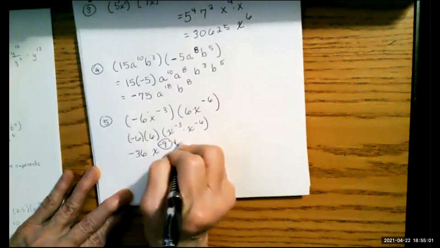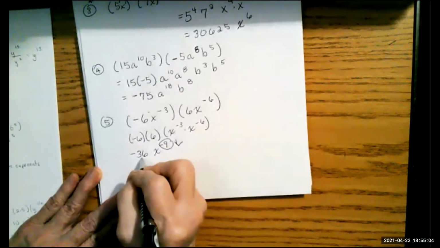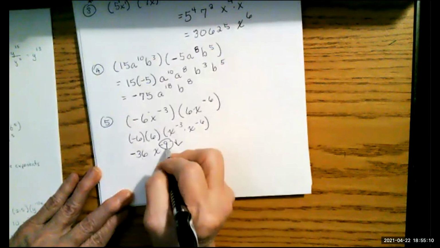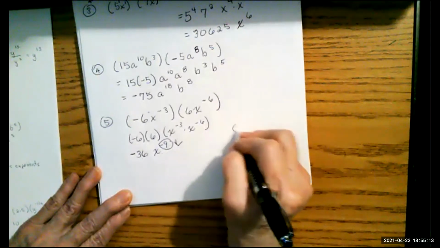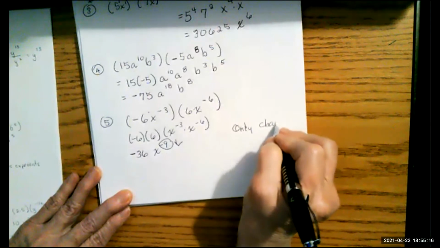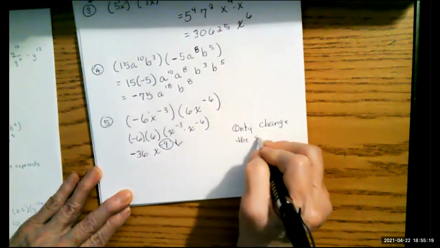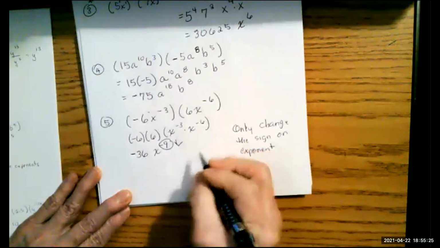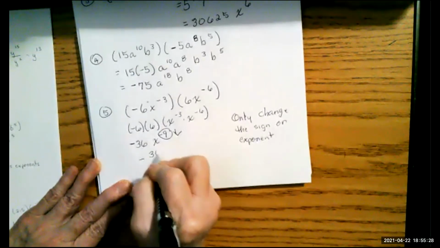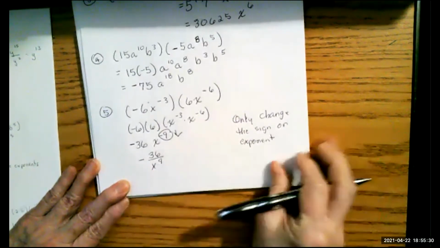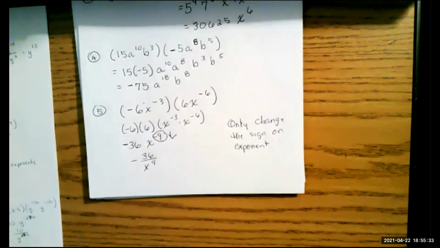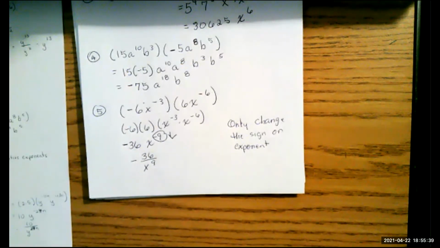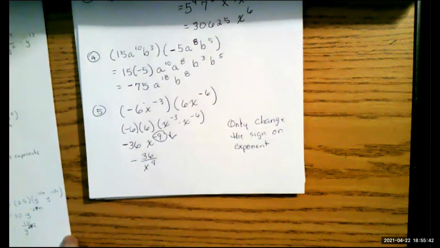Now, I do have to move this down before I can write. This one doesn't go down. It's negative, but you can't change the sign on a coefficient. You can only change the sign on the exponent. So what I end up with is negative 36 over x to the 9th. Moving that 9 down changes the sign on that 9. Okay, have I lost you? Do you have questions?